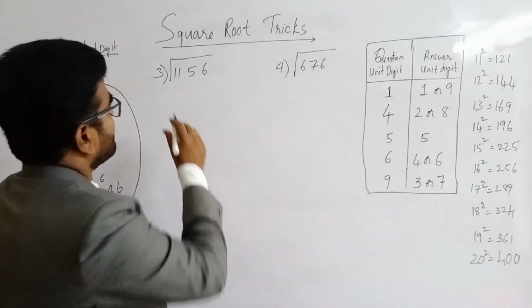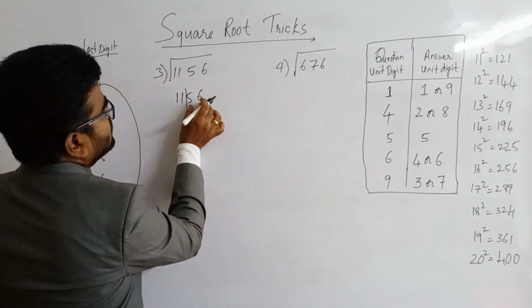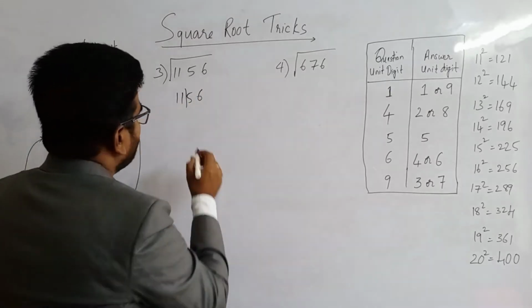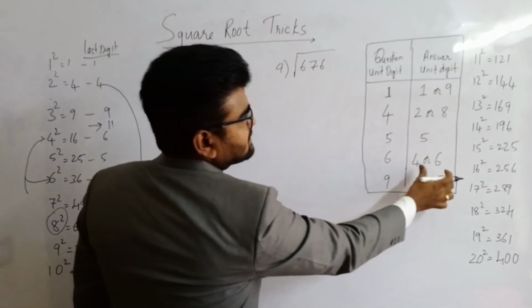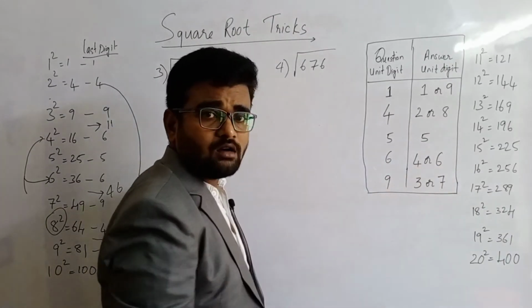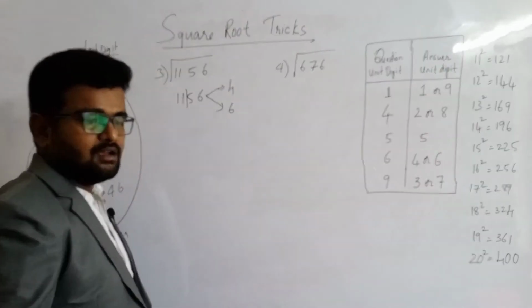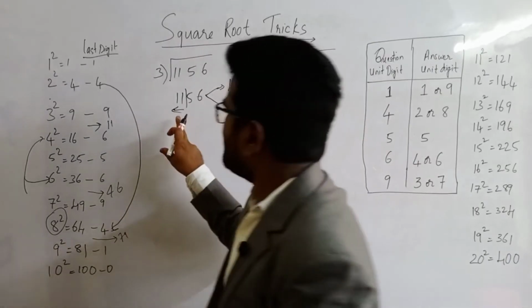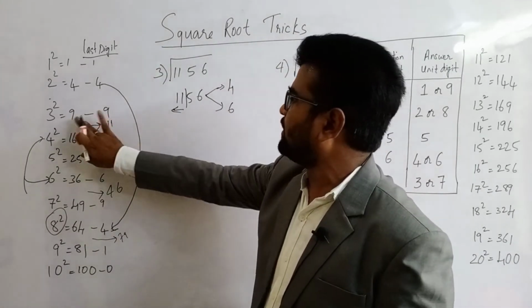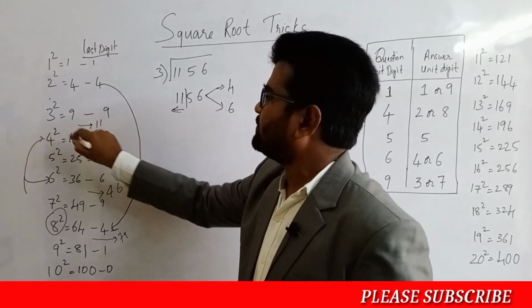Okay, next, 1156. Again, make this into 2 parts, 2 digits here, 2 digits here, right? The number ends with 6, so the answer might end with 4 or 6. Write 4 here and 6 here. Now we need to find the tens place. Here you have 11. You compare where this 11 lies. It lies between 3 square and 4 square.